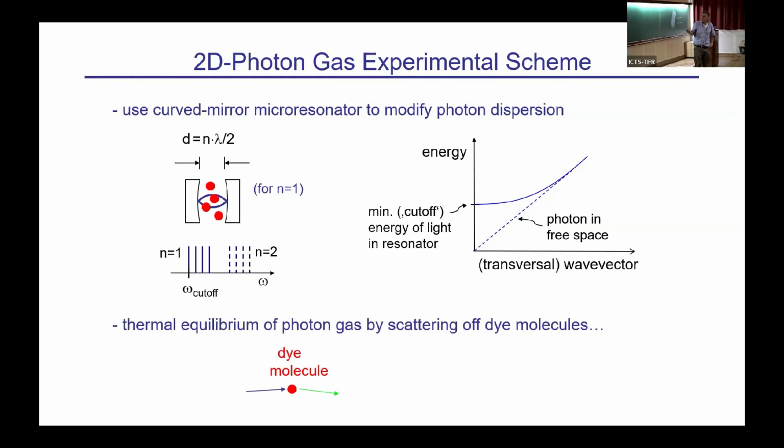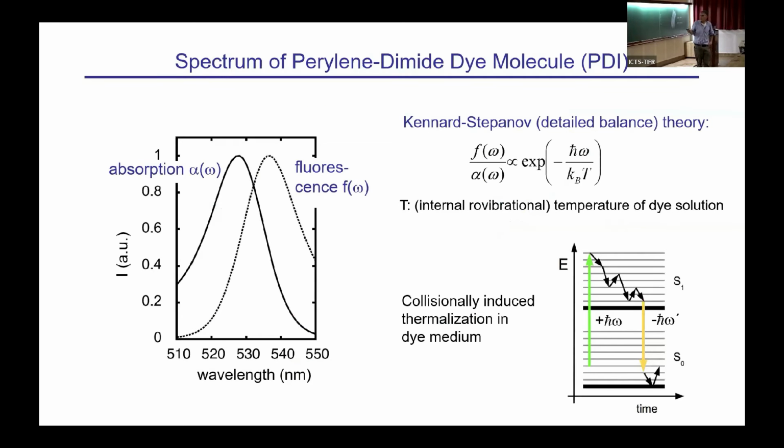So next, we thermalize the light by putting dye molecules in liquid solution into this microcavity, and we thermalize by repeated absorption and re-emission events on these dye molecules, as I will explain in more detail in the next slides. These are spectra of a typical dye molecule that we use, perylene. You see here both the absorption and the fluorescence spectrum. There's a Stokes shift in between. And it turns out that if you divide the line shape of the fluorescence by the absorption, you get an exponential thermodynamic scaling. That's the so-called Kennard-Stepanov scaling, which is closely related to detailed balance.